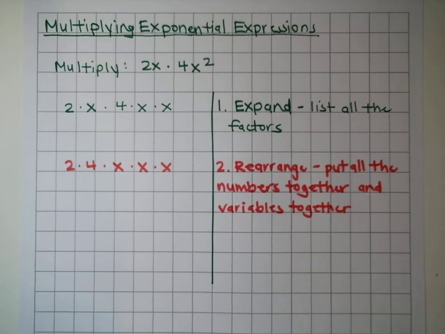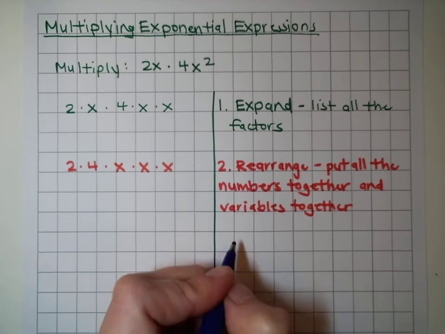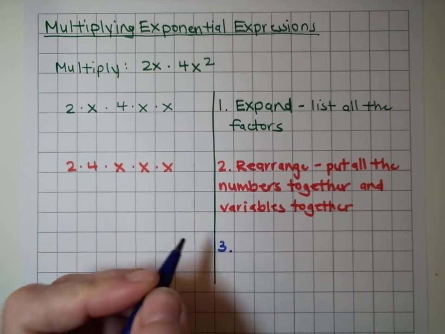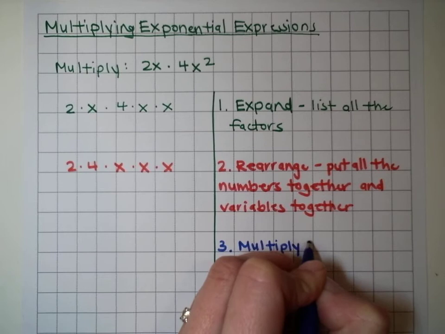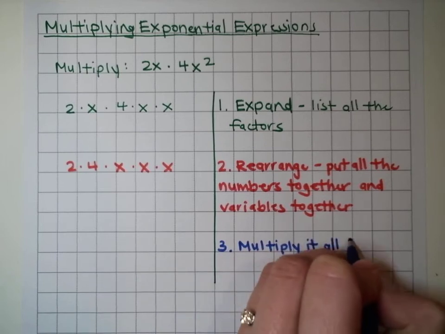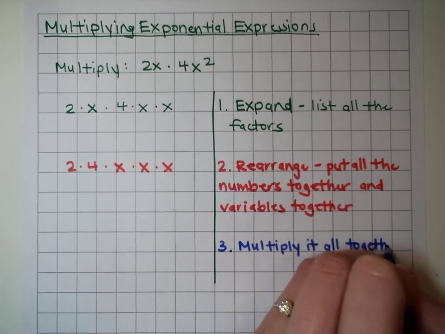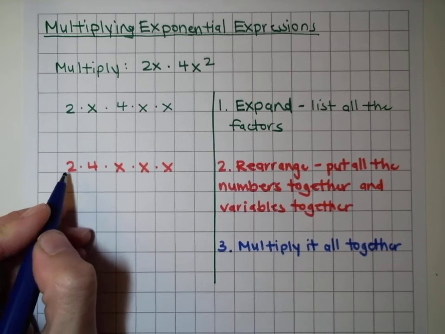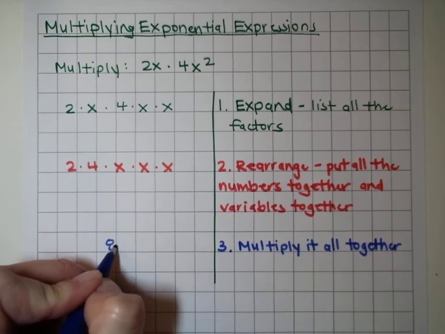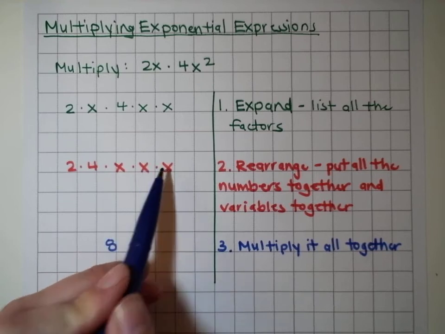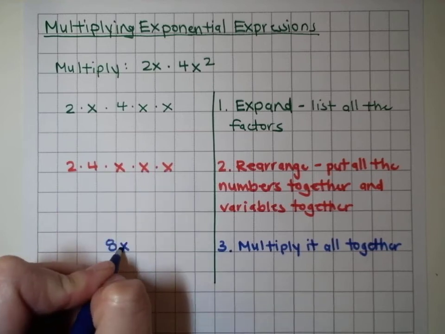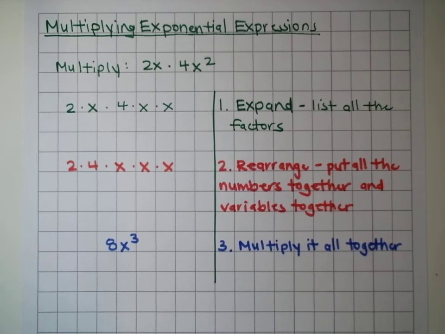And then our last step is we're just going to multiply everything together. So we take 2 times 4, which is 8, and then x is being multiplied 1, 2, 3 times, so that is x to the third power. So our answer is 8x to the third power.